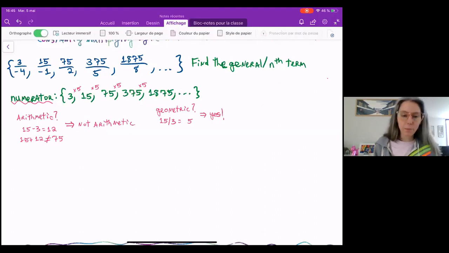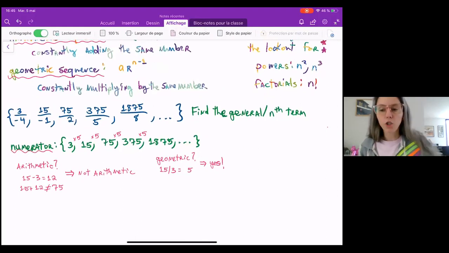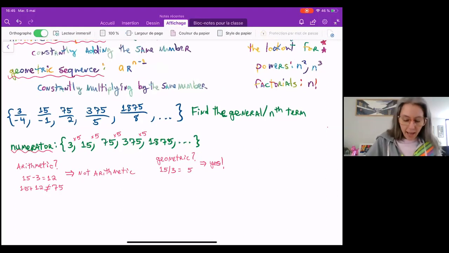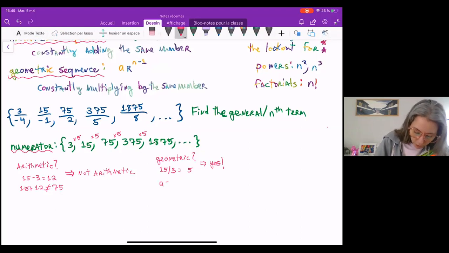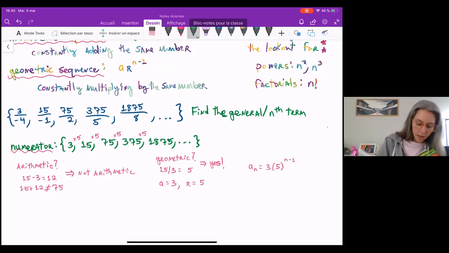which means that we just need to plug into our formula a times r to the n minus 1 for a geometric sequence. My a, remember, is the first term, so this a is 3. My r is what's called the common ratio. It's the number I'm multiplying by to get from one term to the next. So in this case, that's 5. So then we get that the a sub n for the numerator, the general term for the numerator, is 3 times 5 to the n minus 1. Now we want to look at the denominator.